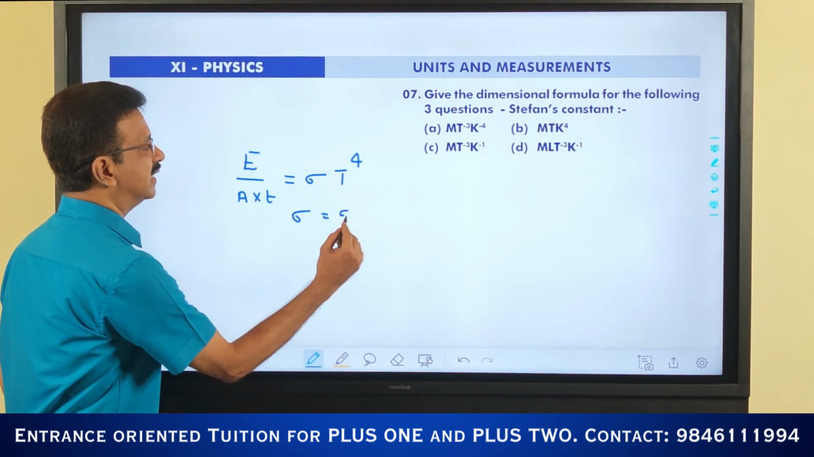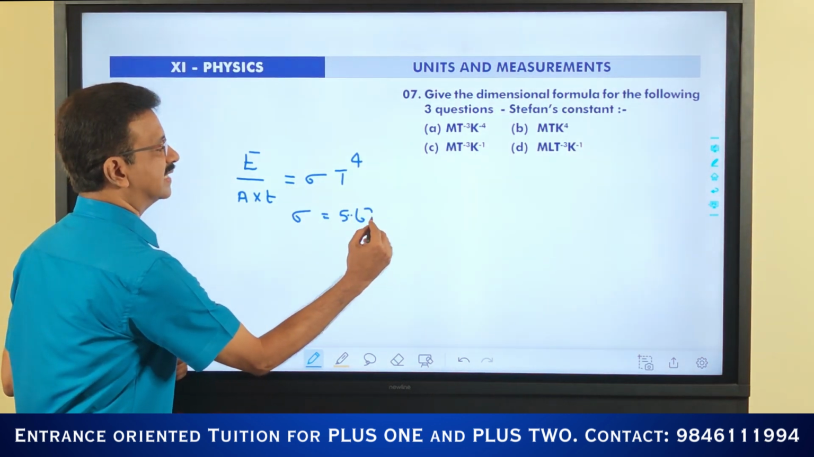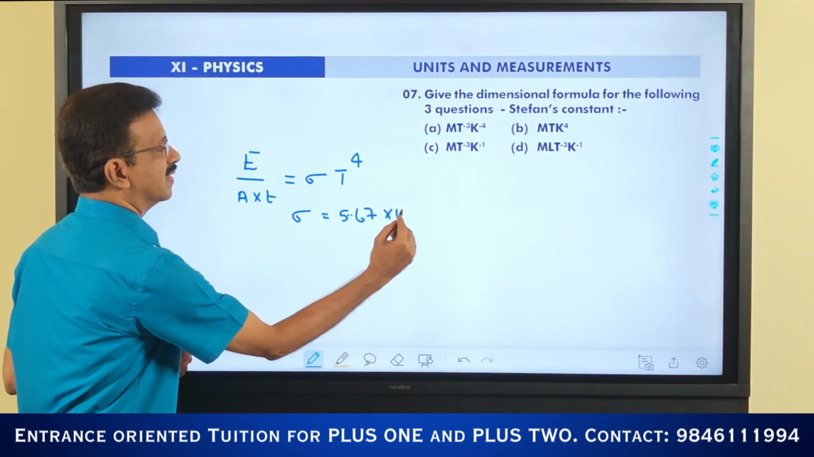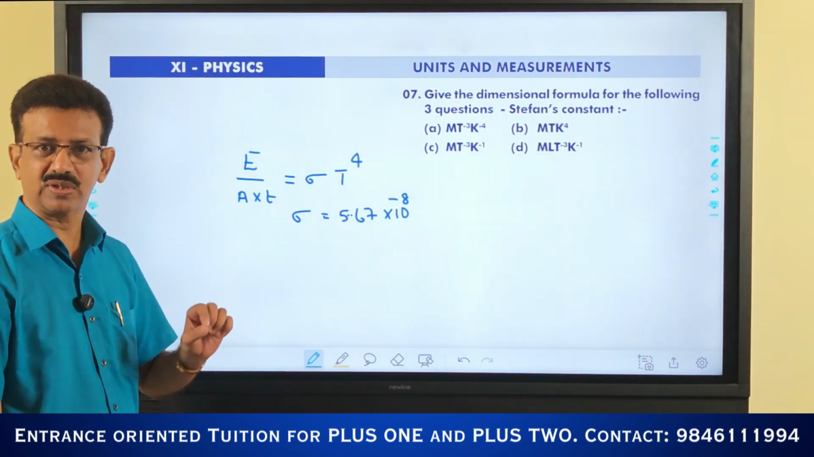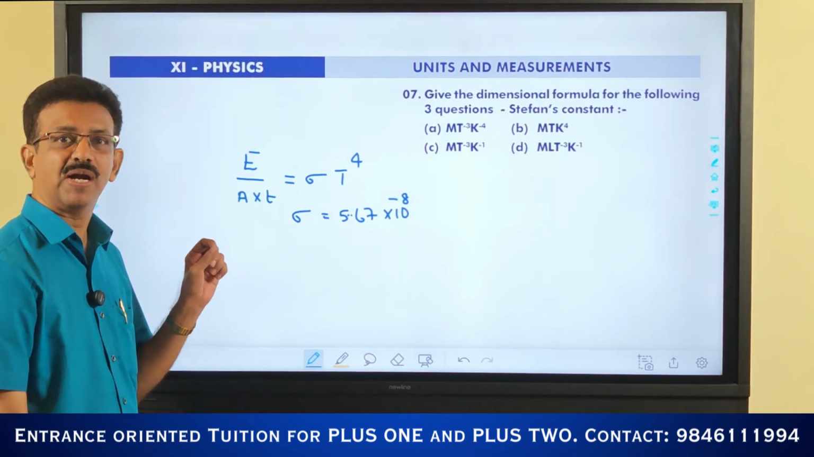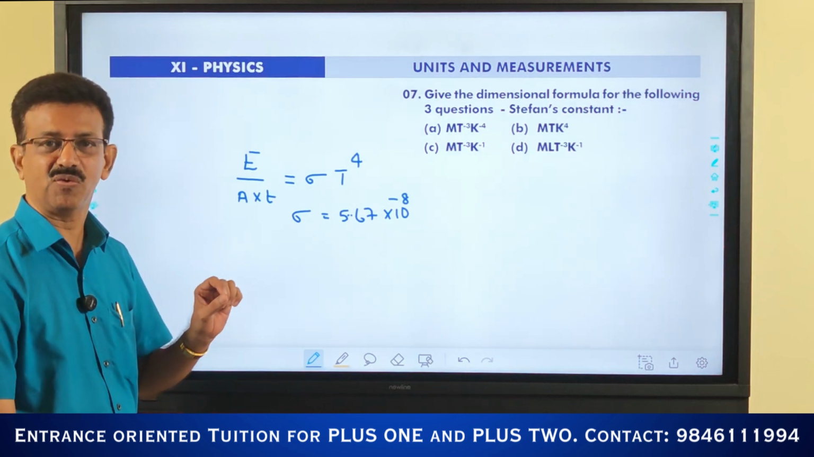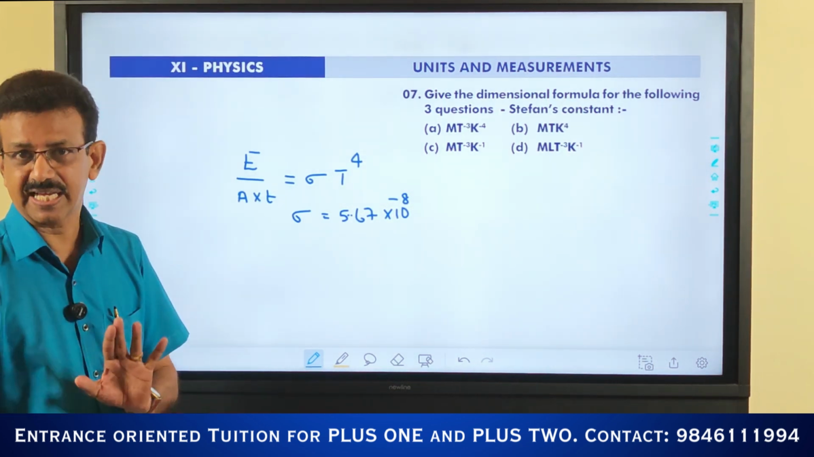Its value is 5.67 into 10 raised to minus 8. Sigma is called Stefan's constant, 5.67 into 10 raised to minus 8 watt per meter square per Kelvin raised to 4, or 5.67 into 10 raised to minus 8 SI unit.